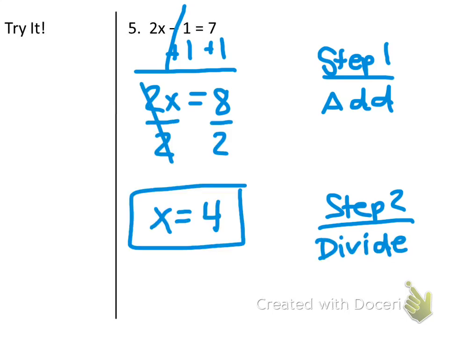Okay, for step 2 you should have divided by 2. x equals 8 divided by 2, which equals 4.